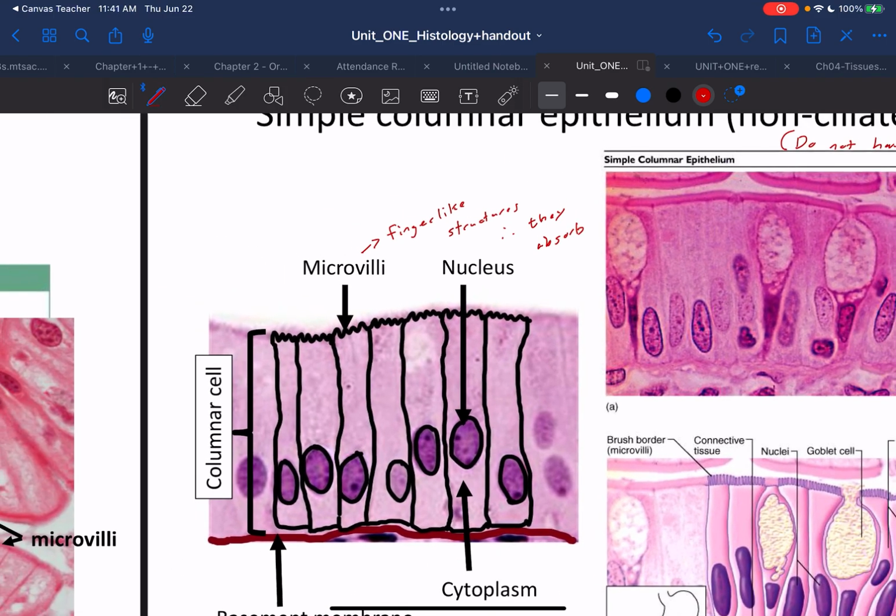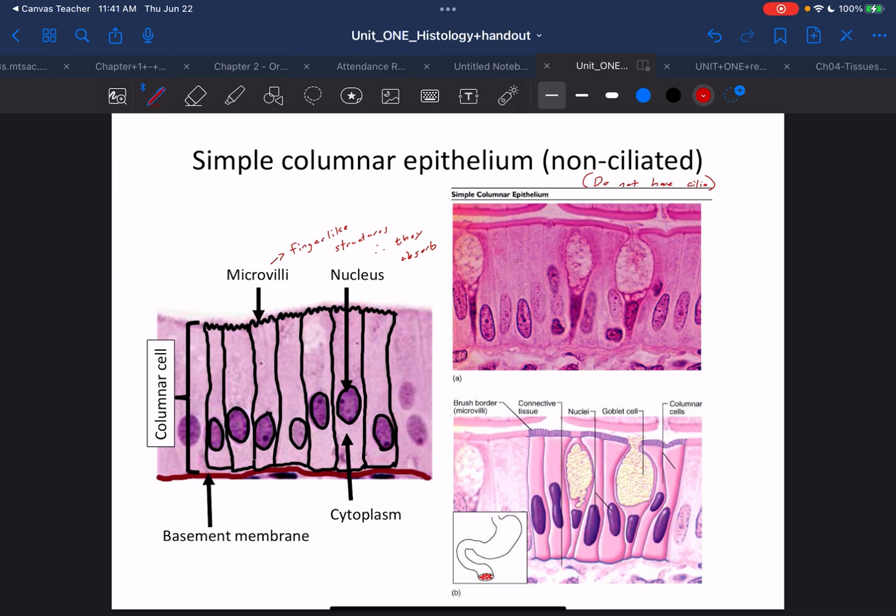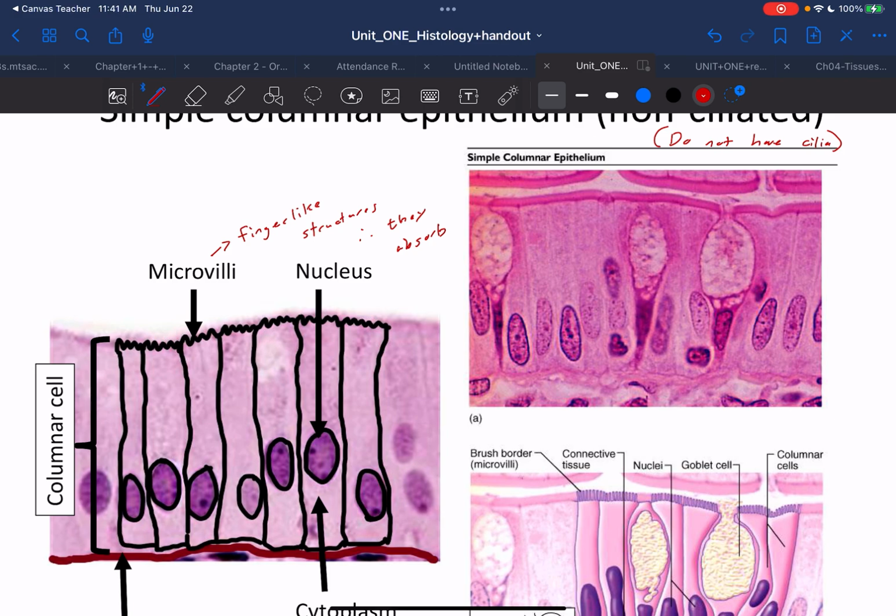Finger-like structures. And so we see that simple columnars, we already know that they absorb and secrete. How do they absorb? They use microvilli. They absorb using microvilli.